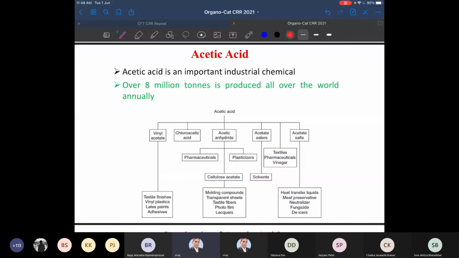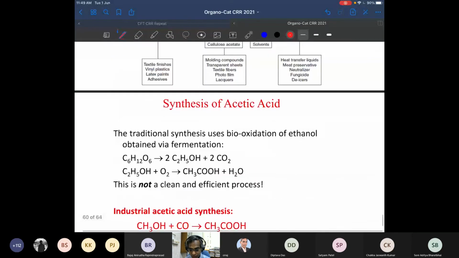Right. Acetic acid. I have given a big table, a big flow chart, showing where all acetic acid is used. It is an important industrial chemical. I am not going to teach the history or the industrial chemistry topic, just to tell you that acetic acid is very important, as you should know. 8 million tons is produced all over the world annually. So what is needed? We are looking for a catalyst which can catalyze the conversion of something to acetic acid.